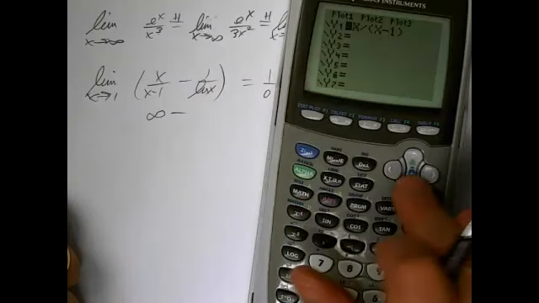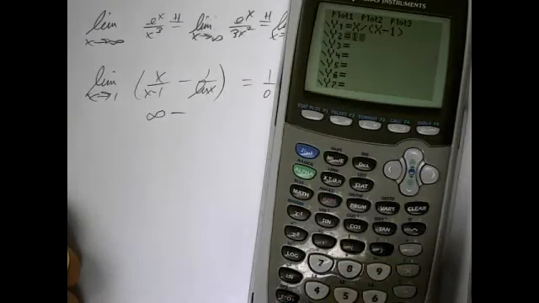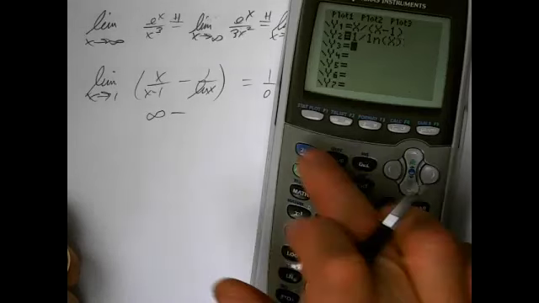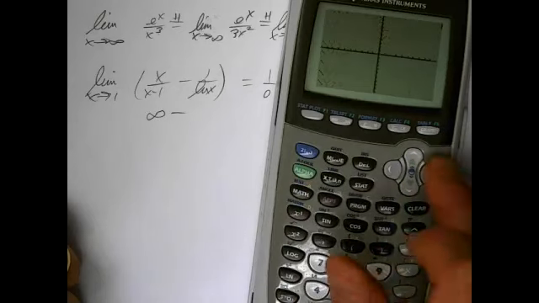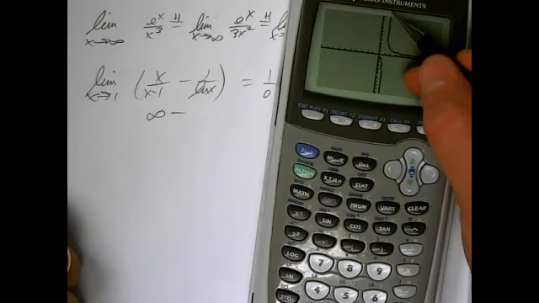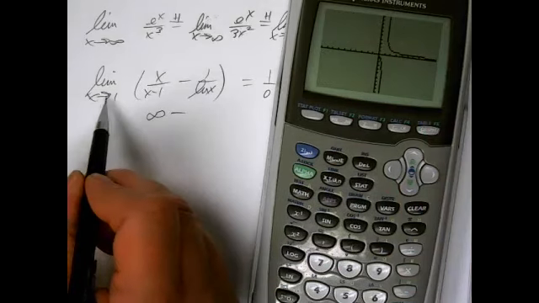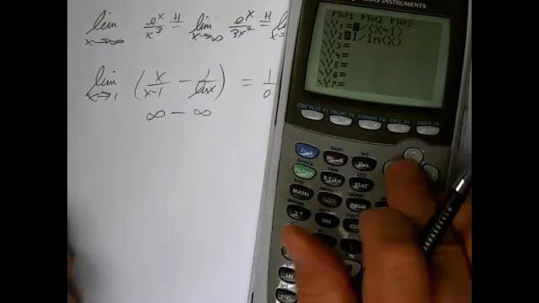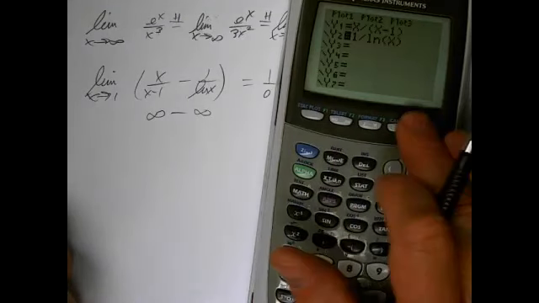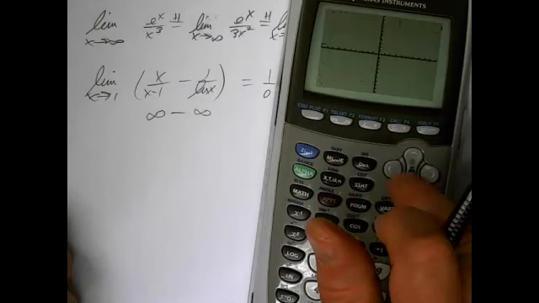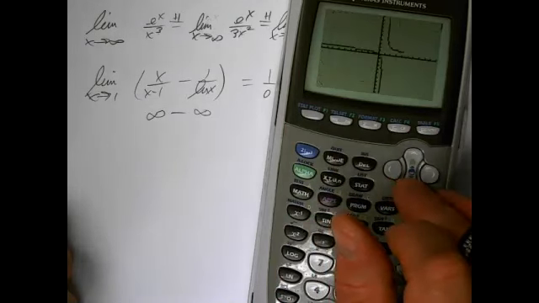Let's turn that graph off for a second. Now let's look at 1 over natural log of x. With that one, as you head towards 1, it's heading up towards infinity. So as you head towards 1 from the right, it's an infinity minus an infinity. Now let's look and see what happens as you come in from the left. With this first graph, as you head in from the left, it's heading down to negative infinity.